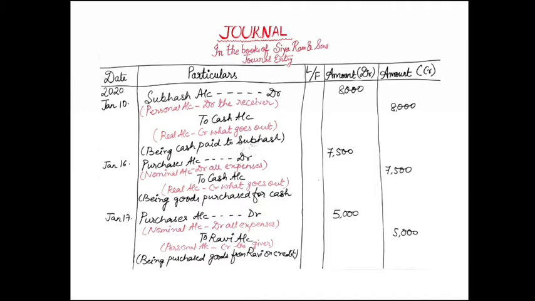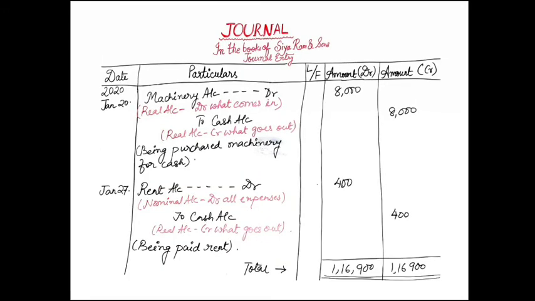January 16, purchases account debit to cash account, purchase, that is nominal account debit all expenses and real account credit what goes out. January 17, purchases account debit to Ravi account, that is nominal account debit all expenses and personal account credit the giver. Next, January 20, machinery account debit to cash account, machinery, that is real account debit what comes in and real account credit what goes out.